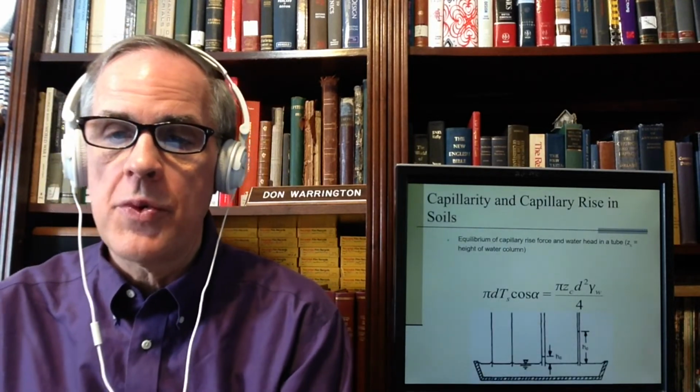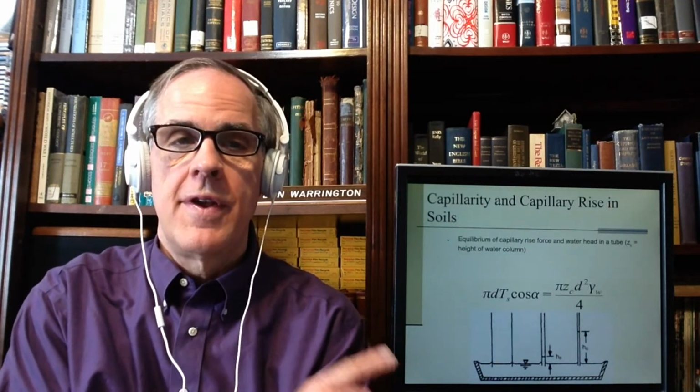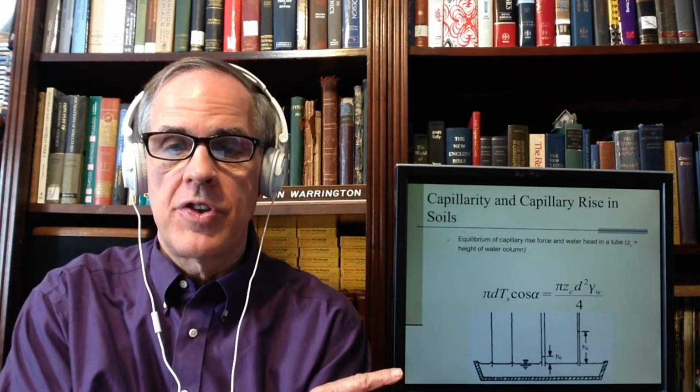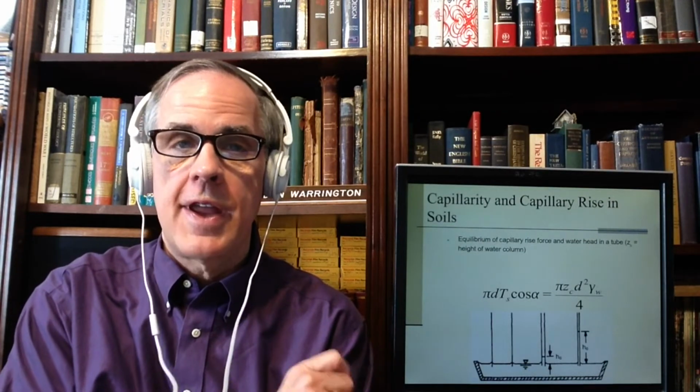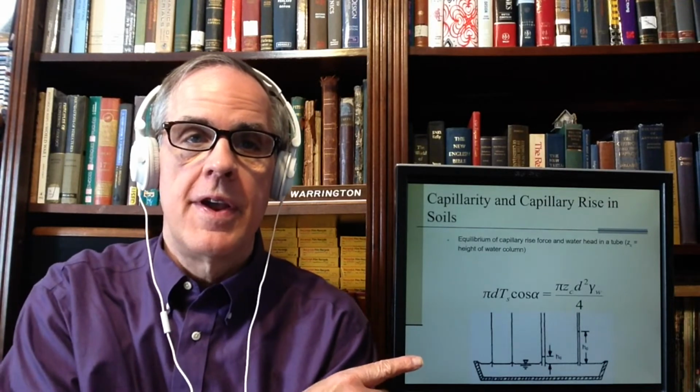The straight tube assumption looks like this. It's an equilibrium of the capillary rise force, which is on the left-hand side of that equation, and the weight of the water that's pulled up, which is the right-hand side of the equation. When those two forces are in equilibrium, the capillary rise stops. Generally speaking, the larger the tube, the less capillary rise you have, to the point where capillary rise in a very large tube, like on the left here, is negligible.